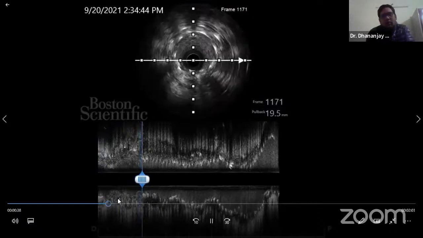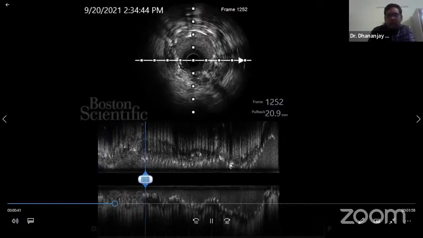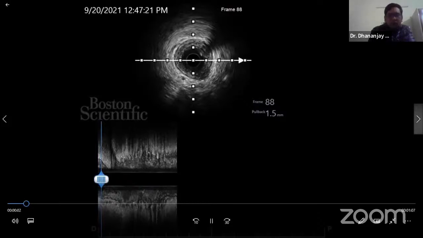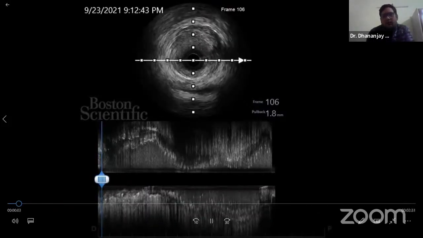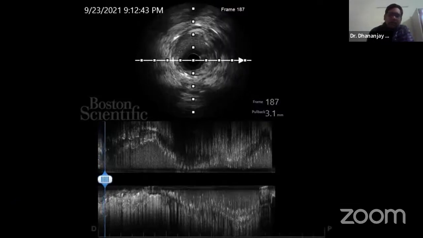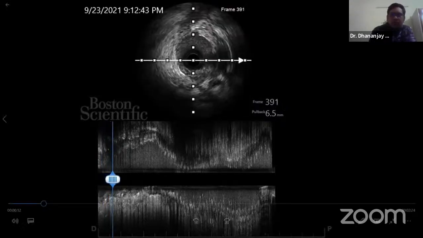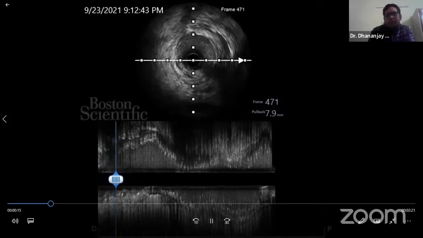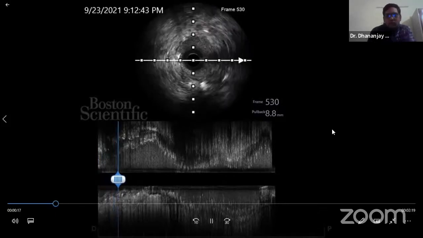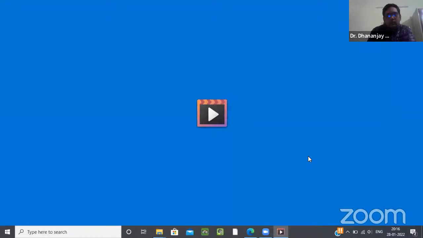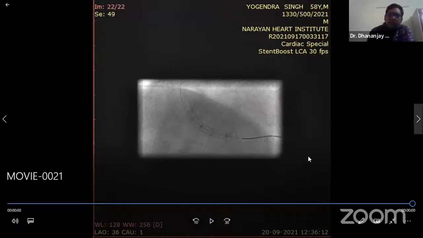So we gave him a 3.5 Flextome, and after 3.5 Flextome and high-pressure NC ballooning, this was the result. This showed that even at the most critically stenosed part, the plaque burden was less than 40%. So we decided to leave it as such without giving any stent there to increase the metal burden. This was the final outcome after that.